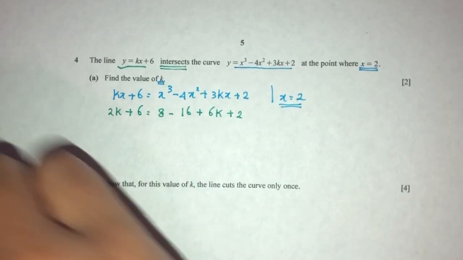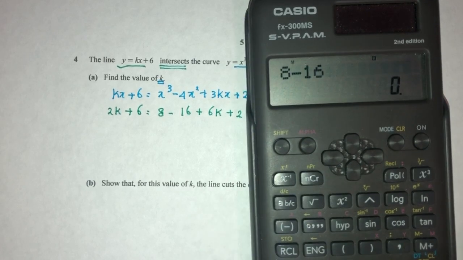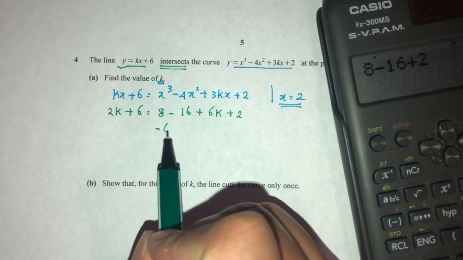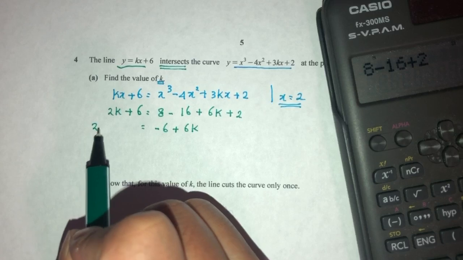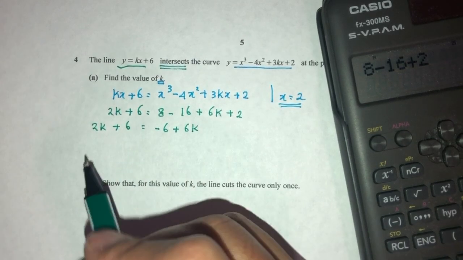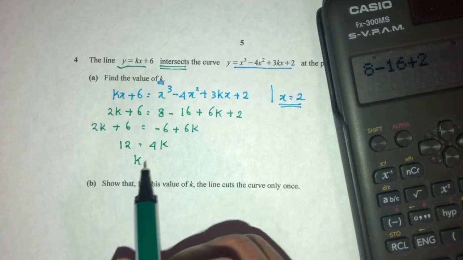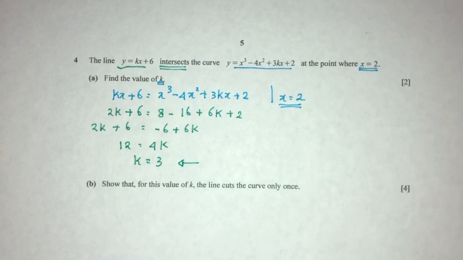Now simplify. Of course, let me use my calculator. So 8 minus 16 plus 2, that will be minus 6. Plus 6k, that will be 2k plus 6. Let me send this here and this here. You will have 12 here, and that will be 4k. So finally, k is the value of 3. So finding the value of k will be 3 for 2 marks.